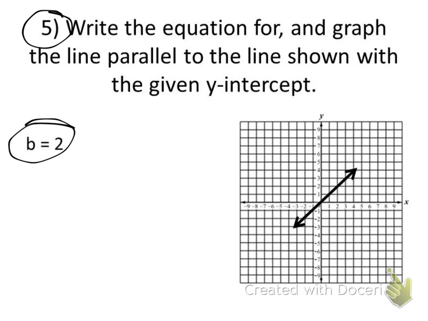Now, in this one it says write the equation for and graph the line parallel to the line shown, but we want the given y-intercept. So we want it to be parallel to this line, but we want the y-intercept to be 2. I am not going to make you graph in your notes. But on your homework, you will have to graph. So as far as your notes go, you can just concentrate on writing the equation. But on your homework, you will have to do both parts. You'll have to write the equation and graph the line, so make sure you're following along with me so you know how to do it.